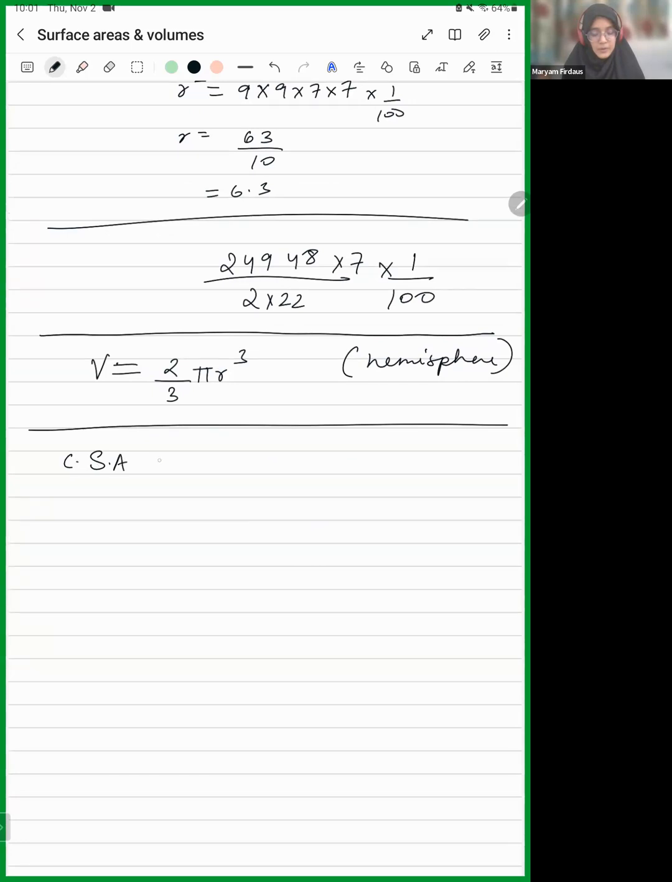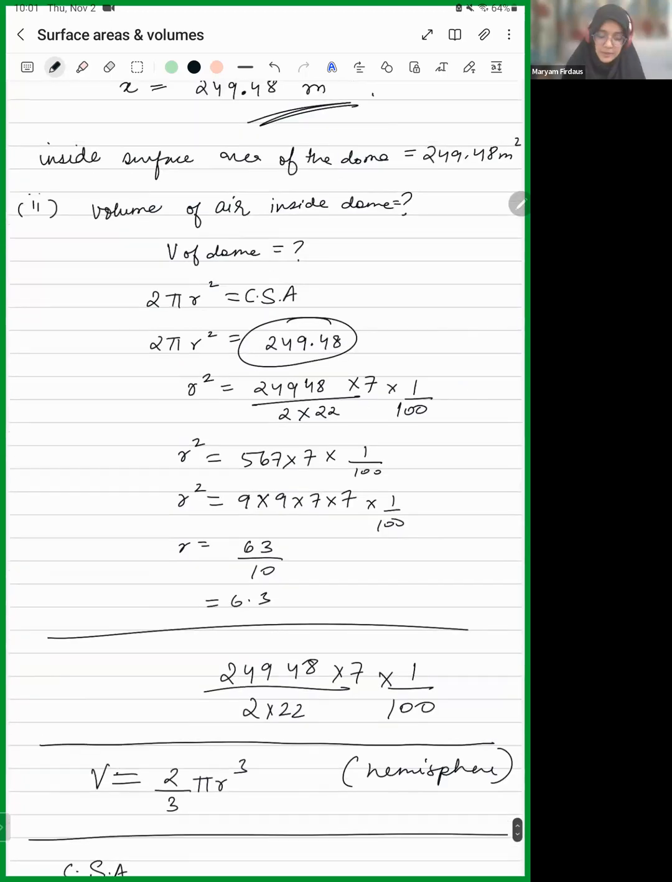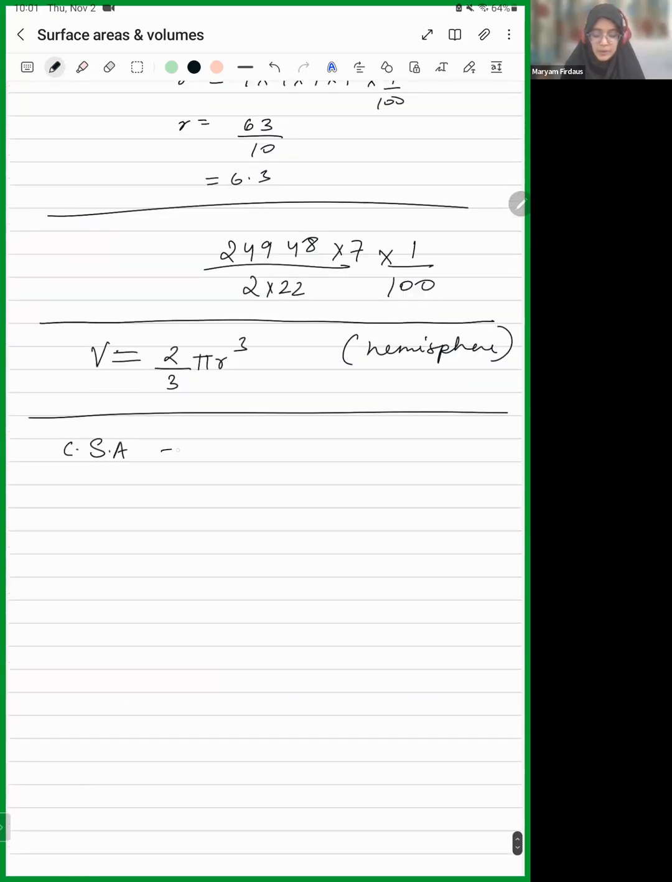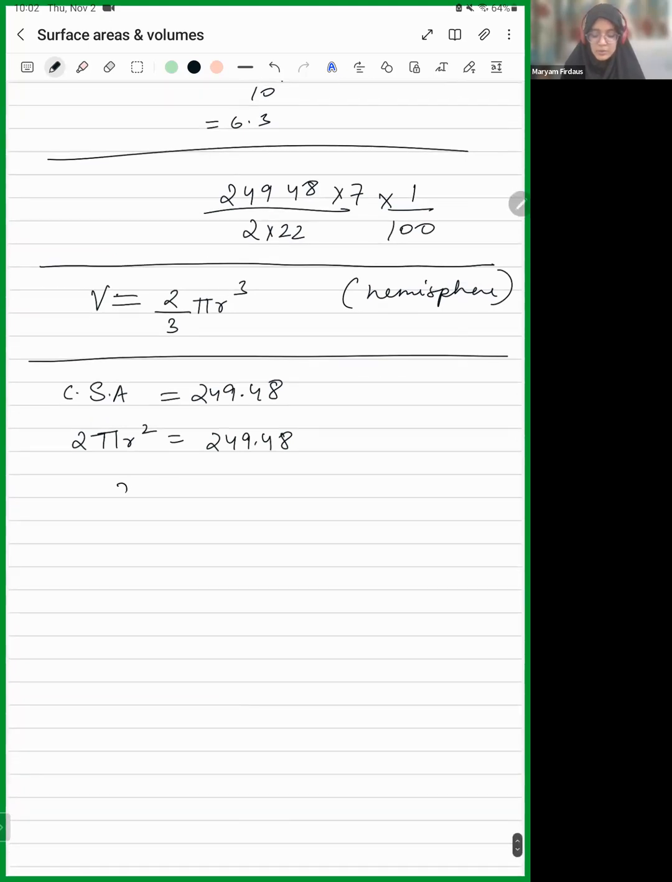The curved surface area is given to be 249.48, okay? So 249.48. And now what's the formula for curved surface area? This is 2 pi r square. So 2 pi r square, curved surface area of a hemisphere is 2 pi r square, 249.48. Okay. So here r square becomes 249.48 by 2 pi. Now I'm going to do two things here.